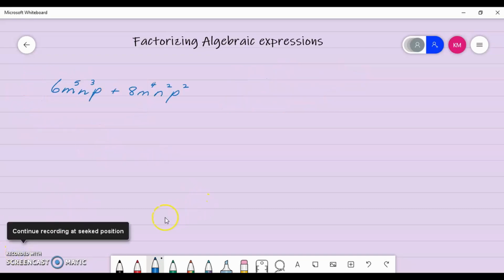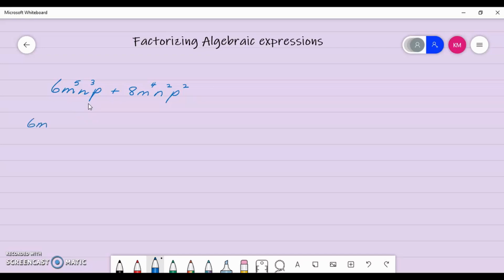So let's have a look at another one. 6m to the power 5 n cubed p plus 8m to the power 4 n squared p squared. So we are going to factorize this expression. What we need to do is find our HCF first. So I'm going to write back those two expressions.